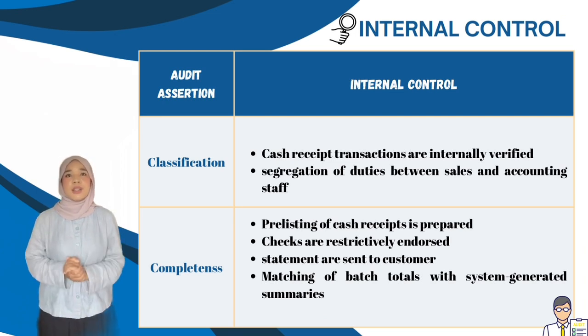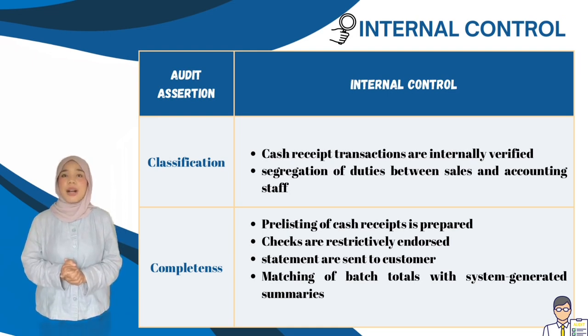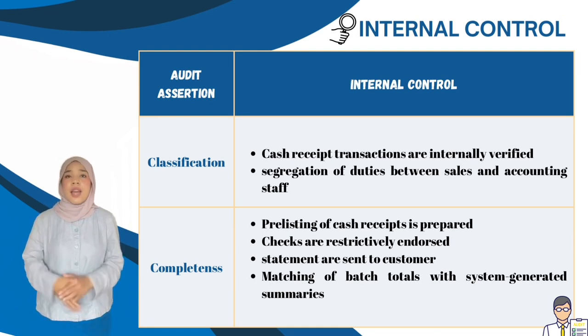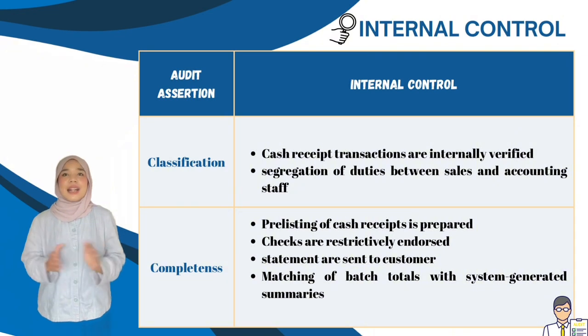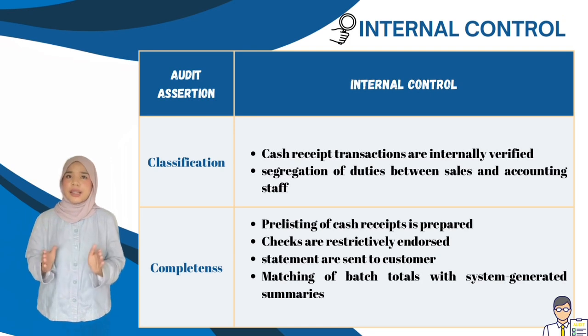Next, we look at the completeness assumption. This ensures that all the valid sales and cash receipts are recorded and nothing is left out. The internal controls related to completeness include the pre-listing of cash receipts, which provides a complete record of all cash receipts before they are recorded in the accounting system. Checks are restrictively endorsed upon receipt. This limits the possibility of misappropriation and ensures that the checks go directly into the company account.